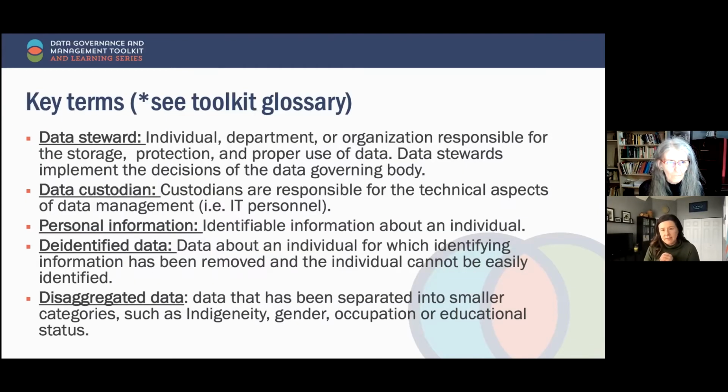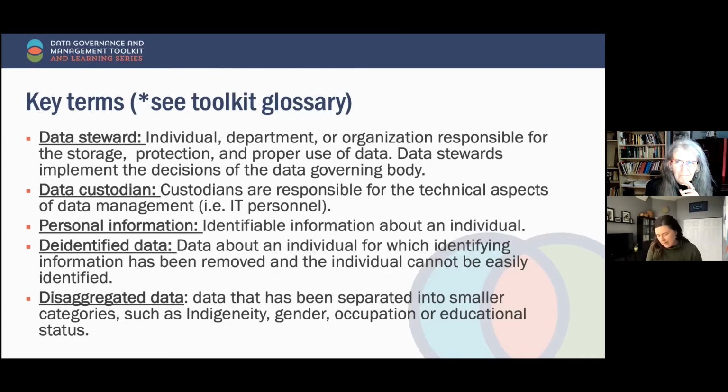And then disaggregated data, we're going to talk about the movement within Canada to greater disaggregation of data, which is where we take big data and we make our people visible within that in different ways. So we can take a big data set and say this is Indigenous people within this data set, or these are the women in this data set. Okay, so those are all the words. I know that's a lot.